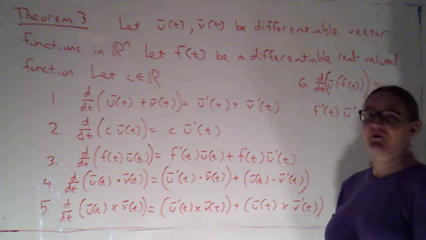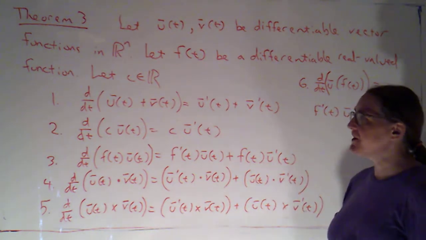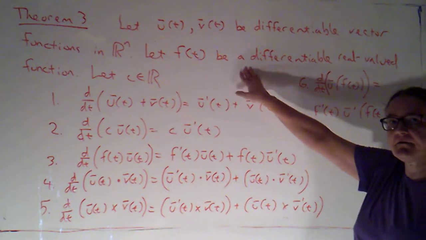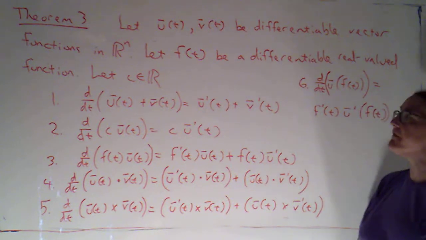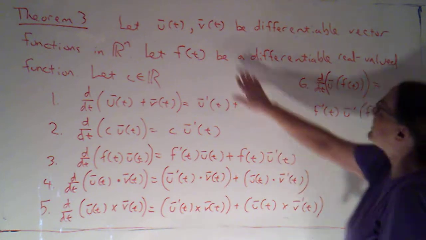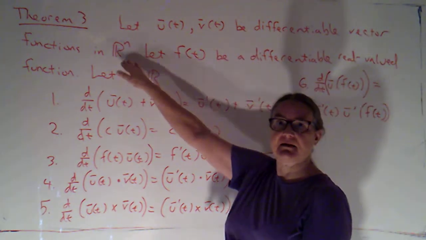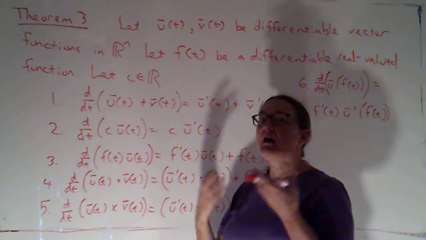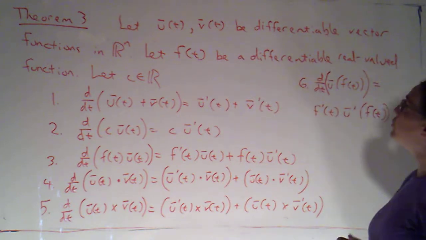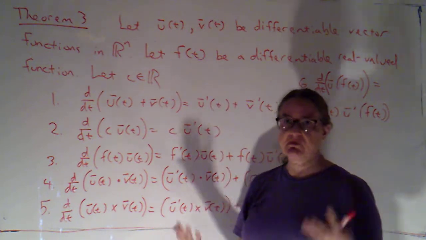The one that doesn't is the quotient rule, because we have nothing that looks at all like division of vectors. But Theorem 3 basically gives us the vector versions of those rules. I've got that up here on the board, and it's also in your text. We're going to let u of t and v of t be differentiable vector functions in n space. Could be 2 space, could be 3 space, but they're going to be in the same space. f of t is a differentiable real valued function, and c is just a real number, just a scalar.